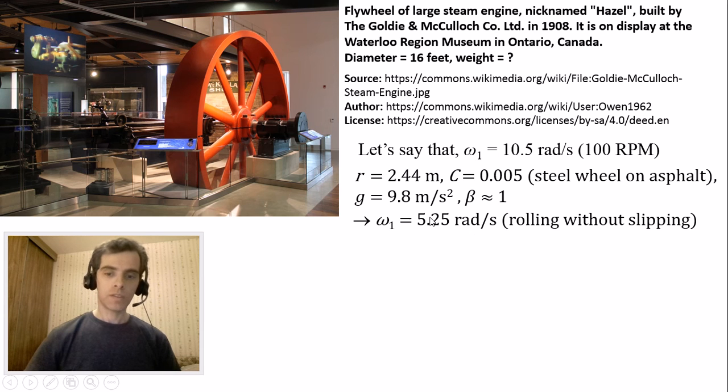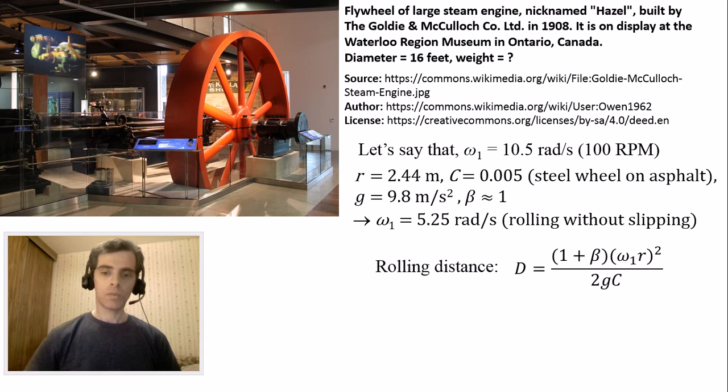And then once this happens, when sliding stops, rolling without slipping begins, and we can use the previous equations to solve for the rolling distance. So now we can apply the rolling distance formula, which is d equal to (1 plus beta) times omega 1 times r squared divided by 2 g c. So we have all the values, and we just substitute them in.